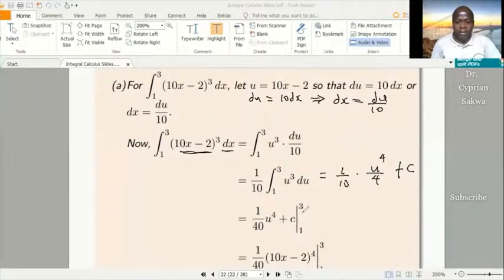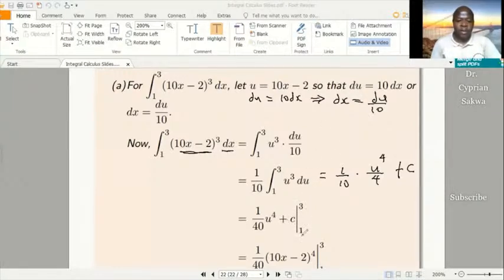Now, since we are doing definite integrals, this constant is not very important. You can do away with it, because we'll be subtracting, so when you add it at both limits, it will be c minus c, which is 0. So it's needless putting it here. But I've just put it because we know that whenever we integrate, there is a constant of integration, though there are times we say that it's not useful.